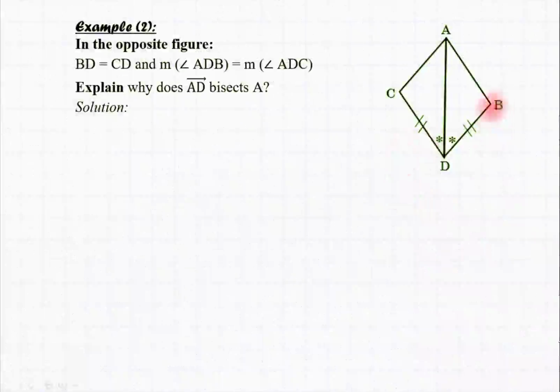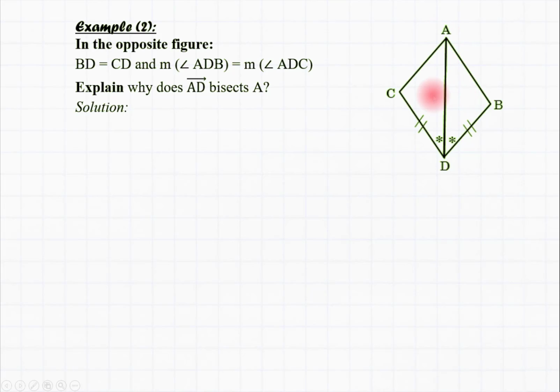Example number 2: BD is equal to CD and the measure of angle ADB will equal the measure of angle ADC. Explain why AD bisects angle A.